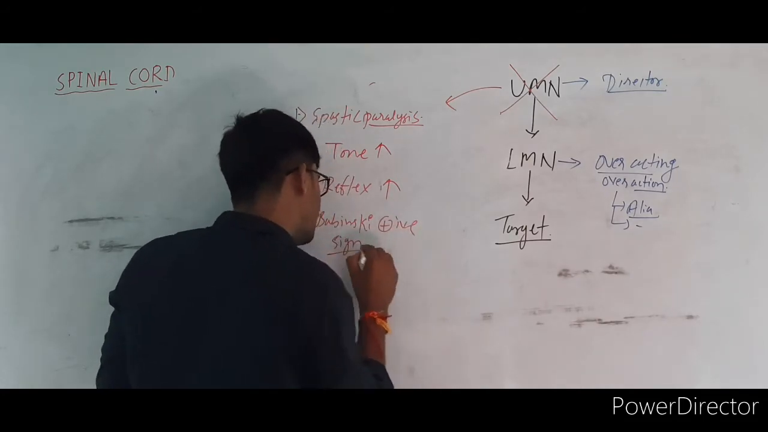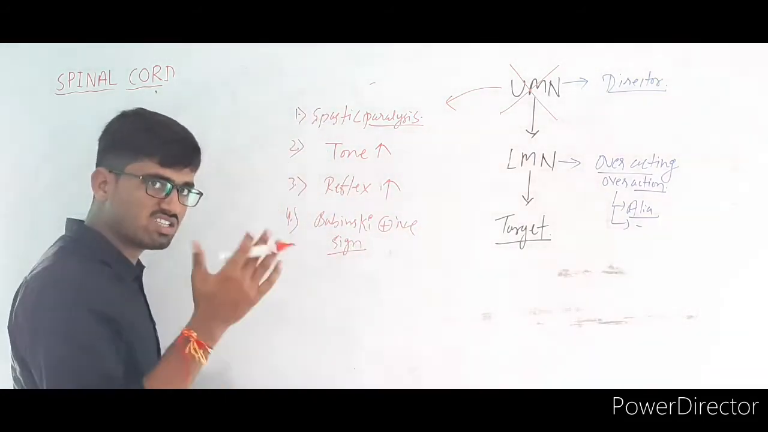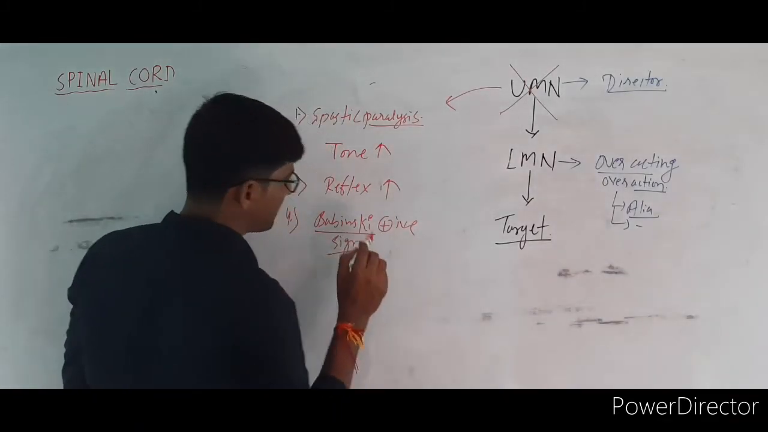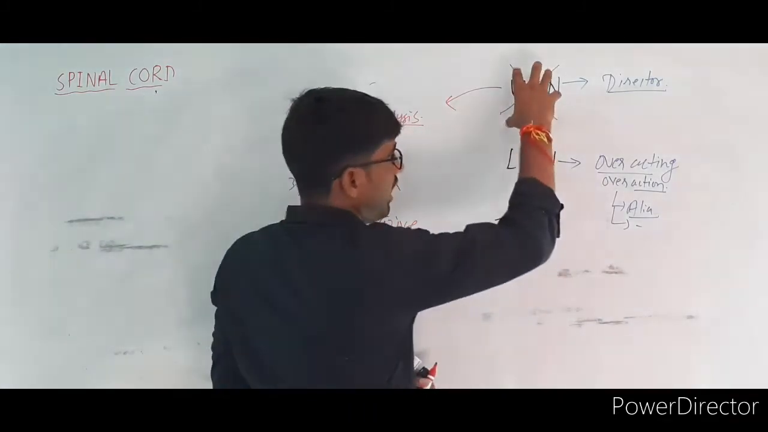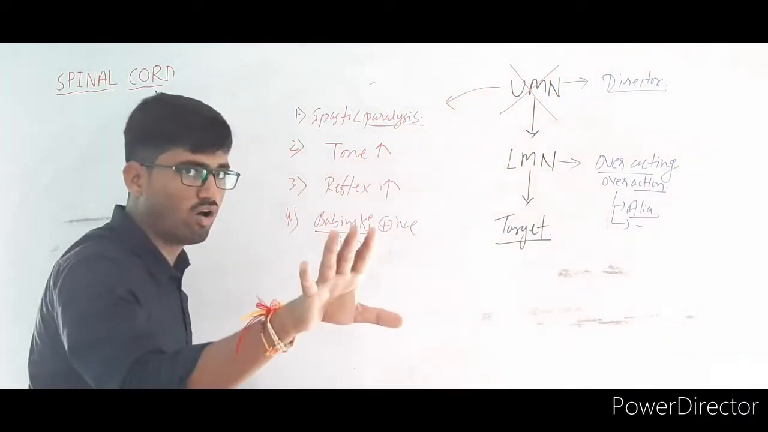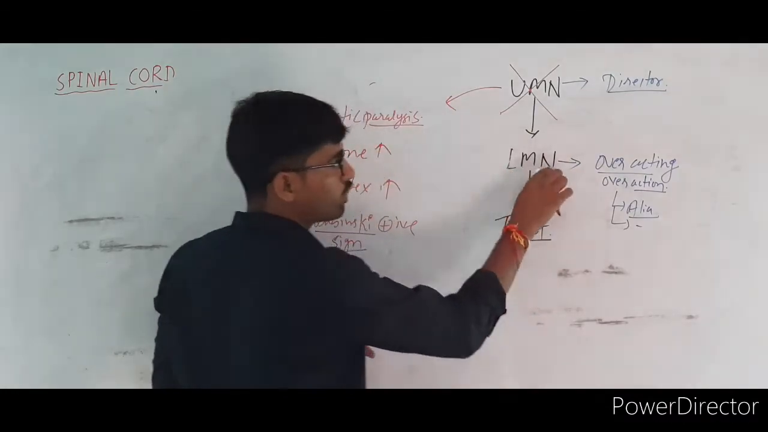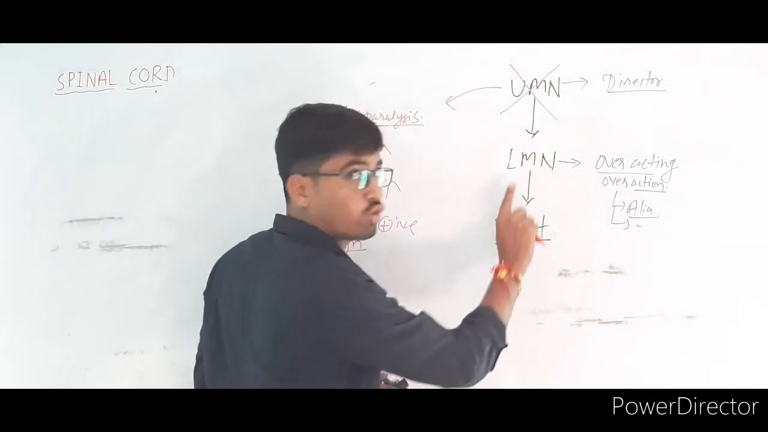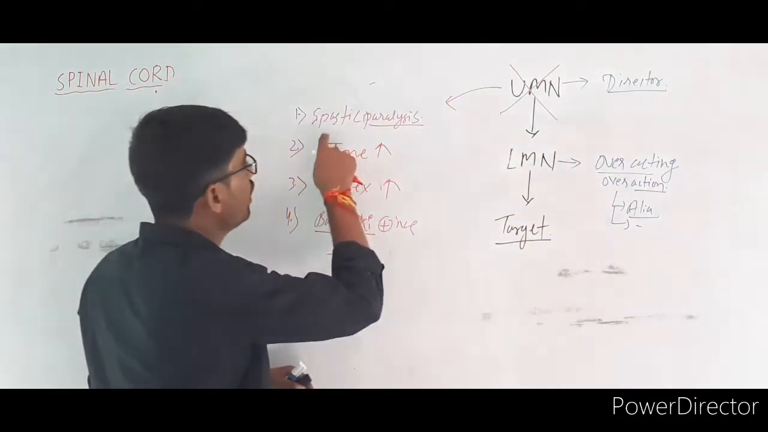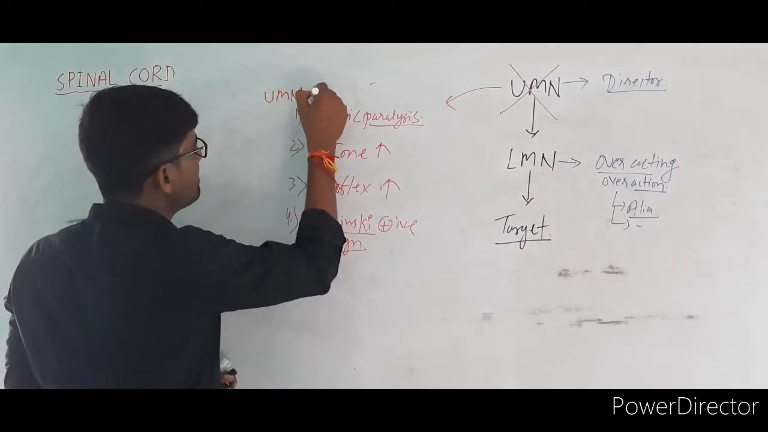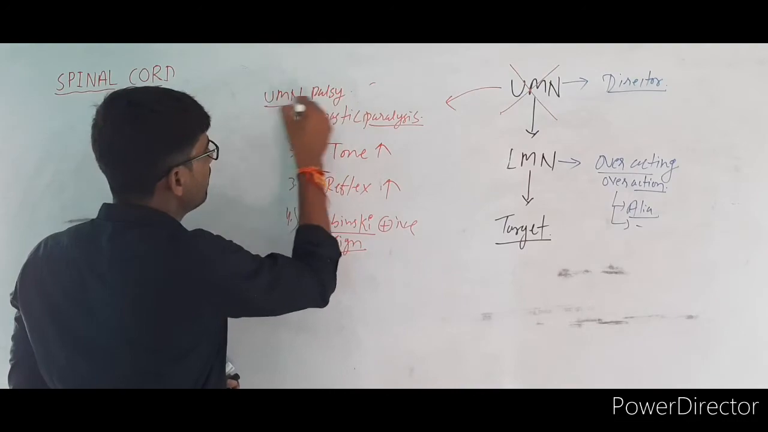What is the Babinski sign? That is the plantar reflex, so you know about that. The Babinski sign will be positive because the upper motor neuron has gone. Now everything is in the lower motor neuron's hands and there is no controller, so it is overacting. That is upper motor neuron palsy, UMN palsy. These are the symptoms.